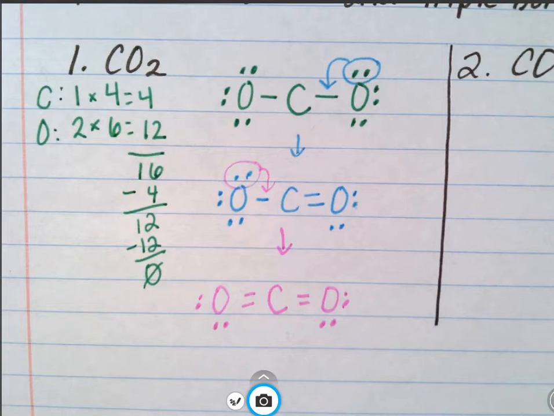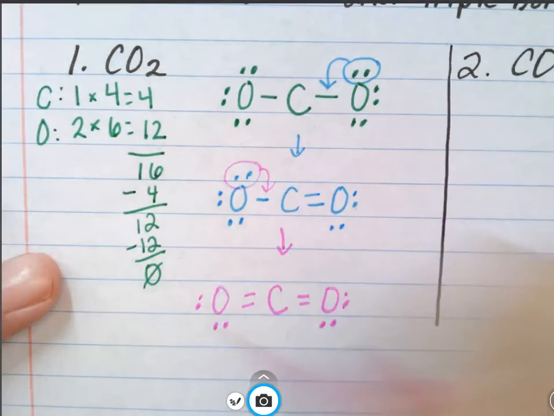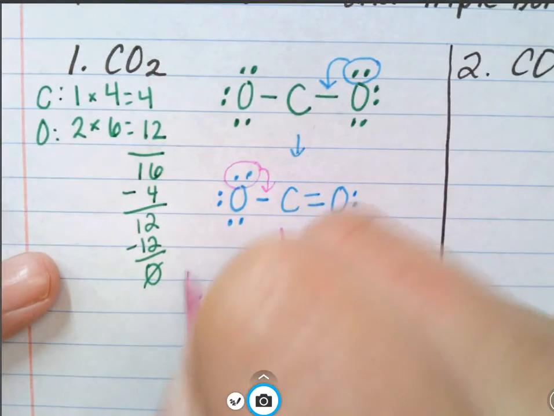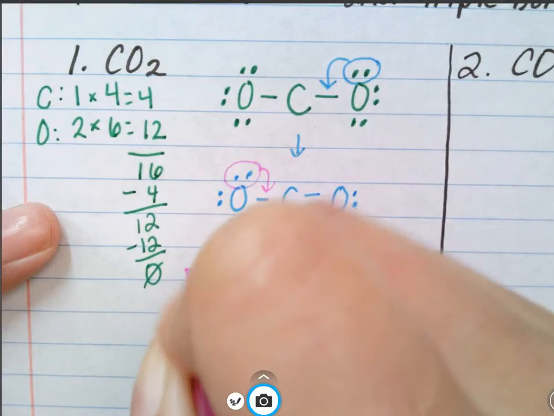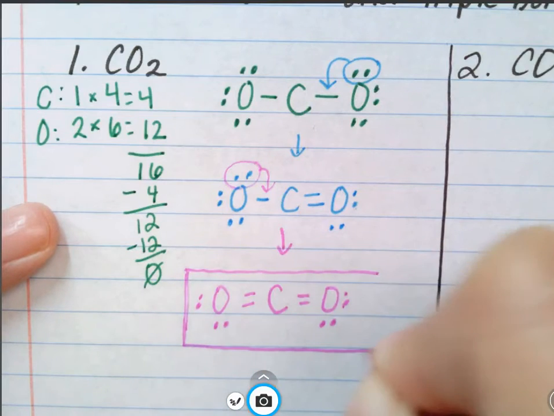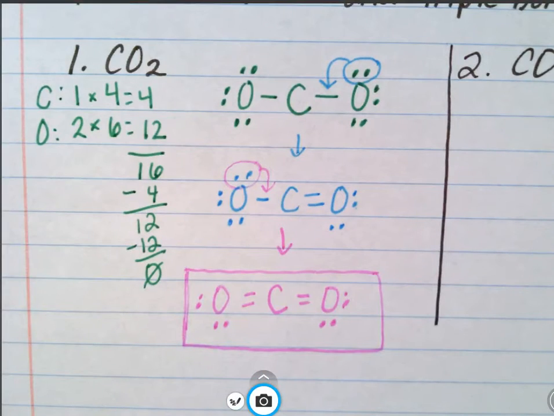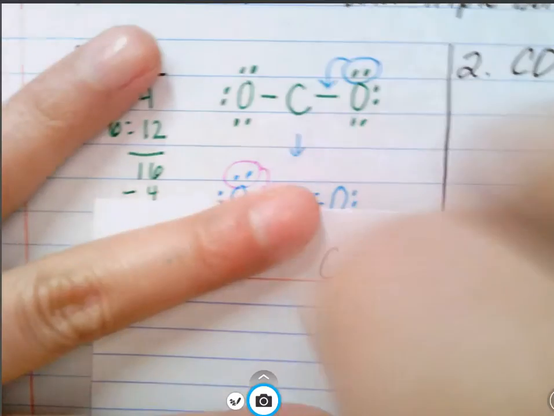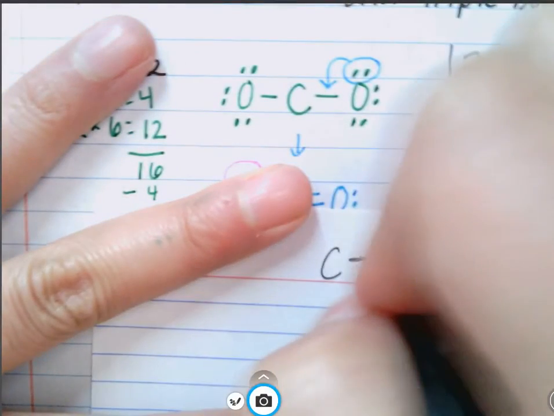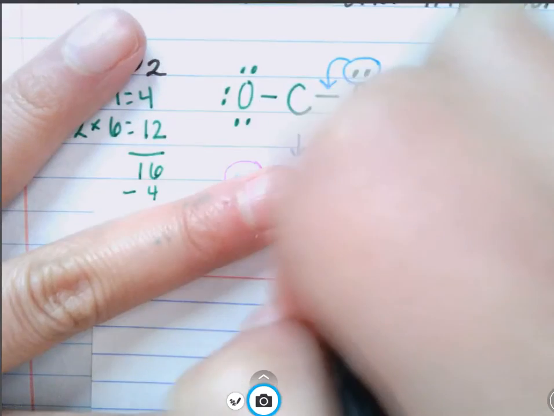All right, so on paper, if you do this version, what I want you to do is box your final answer. Remember, you're checking to see that each one has an octet. Box your final answer. If I were doing this on paper, I wouldn't do it that way. I'd just use my ability to erase because I have a pencil.